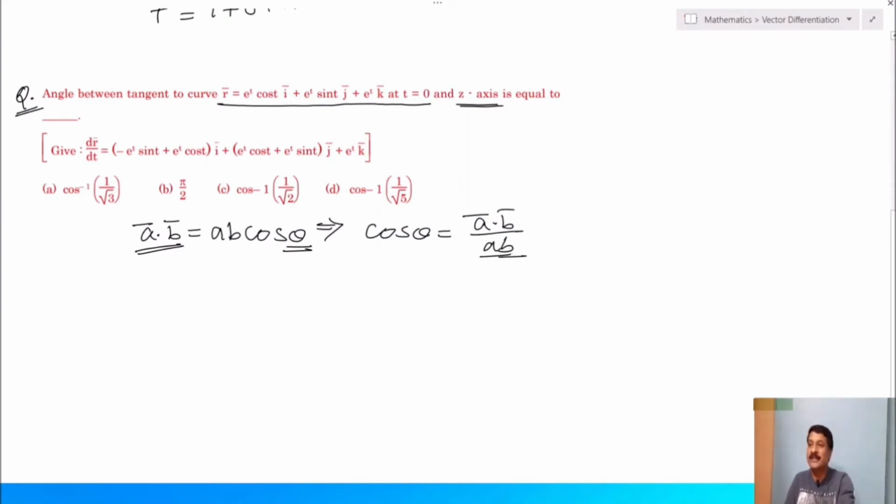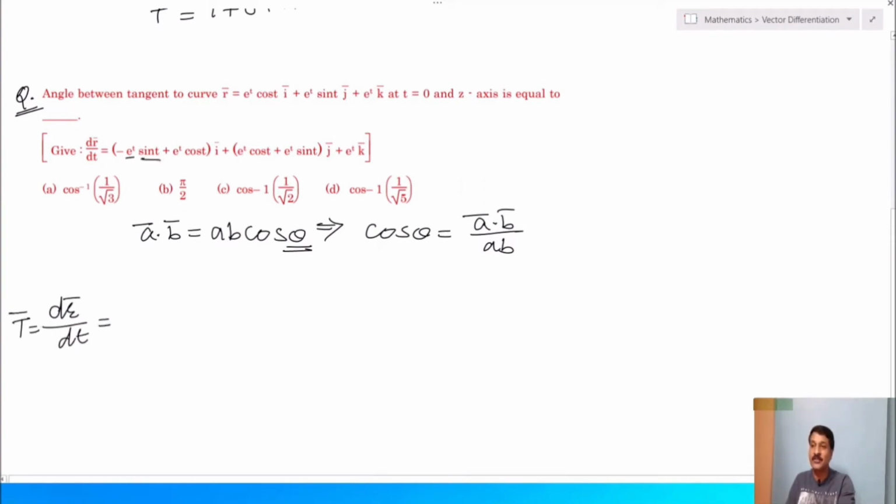So what is the first vector? The tangent to the curve. What is the tangent of this r? It is dr by dt, and it is given at t equal to 0. So dr by dt is your tangent vector. I will denote it by T bar at t equal to 0. So what is e raised to 0?